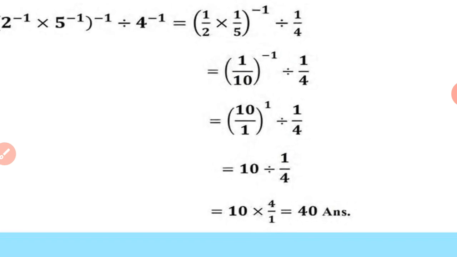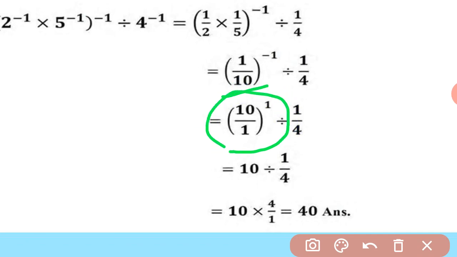When we take the reciprocal of this 1/10, it will become (10/1)^1 divided by 1/4. So (10/1)^1 will be 10 divided by 1/4. We can write it in this way: 10 × 4/1 will be equal to 40. So the answer will be 40.